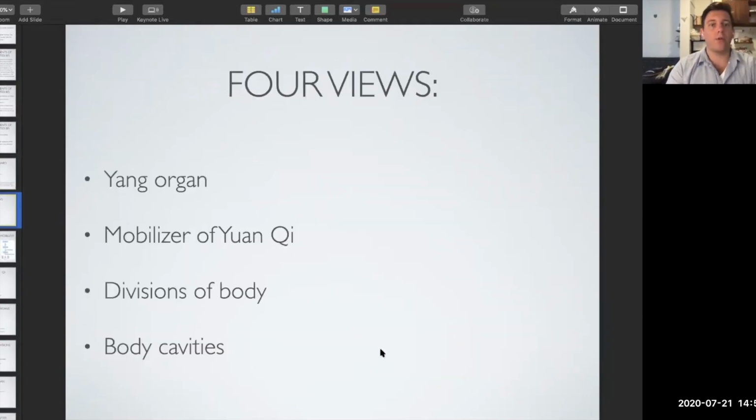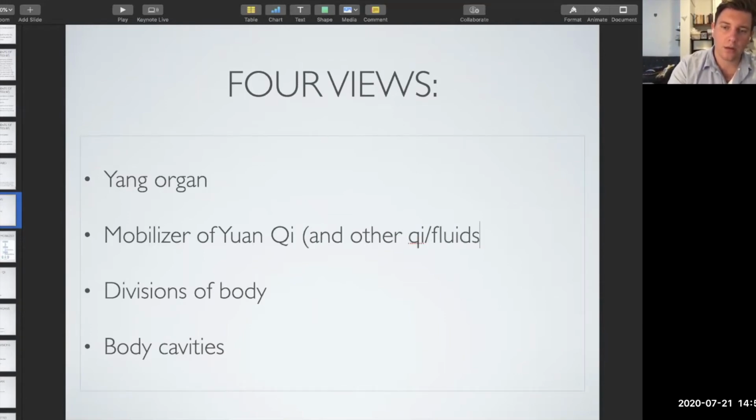As far as I can tell, there are 4 different ways, 4 different things that we're talking about when we're talking about the Sanjiao. I should really put this as. So on the one hand, the Sanjiao is a yang organ. On the other hand, it's the mobilizer of yuan qi and other qi and fluids. Sometimes when we say Sanjiao, we're just talking about 3 different divisions of the body. And sometimes we're actually talking about the spaces inside the body. So this makes it hard to talk about the Sanjiao, because when I say Sanjiao, which one of these am I talking about?